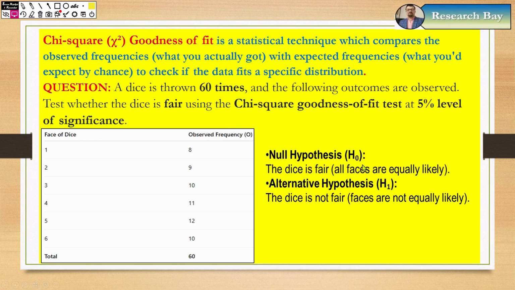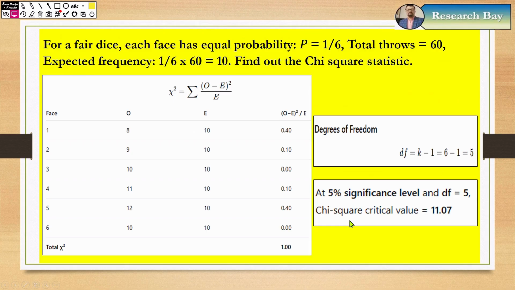So in this we see the null hypothesis stated by us is the dice is fair, all faces are equally likely. The alternative hypothesis framed by us is the dice is not fair. Faces are not equally likely to appear, right? In other words, we can say that the null hypothesis states that there is no difference between the observed and expected frequencies. And here we have the observed frequencies. Let us now check how to take out the expected frequencies. For a fair dice, each face has equal probability, that is 1 by 6. Total throws are 60. Expected is, as I told you, 1 by 6 multiplied by 60, which gives us 10.